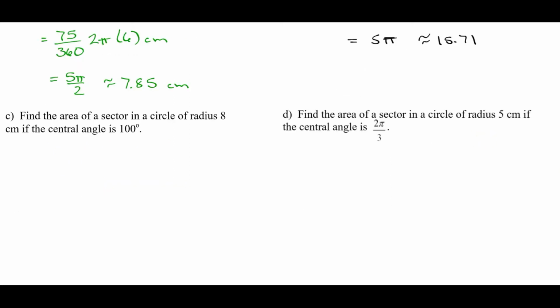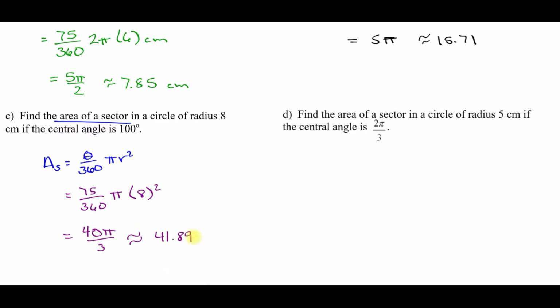So moving on to C, find the area of a sector. Now we know that we're doing the area formula of a sector, and my central angle is 100 degrees. So I'm going to take that area of a sector formula in degrees, which is theta over 360 times pi r squared. As an exact value, we will get 40 pi over 3, and as an approximate value, we will get about 41.89. Remember, this is area, so this is going to be centimeters squared.